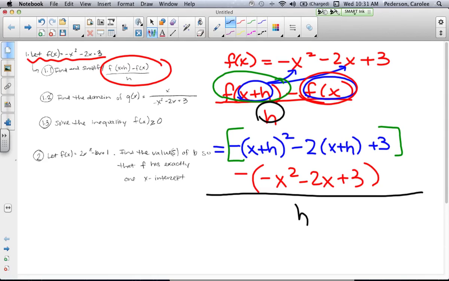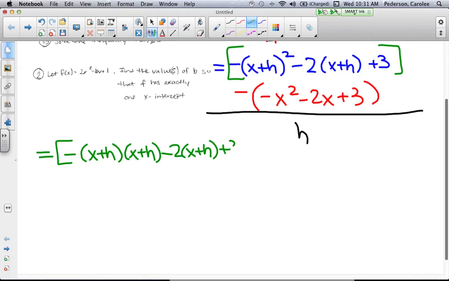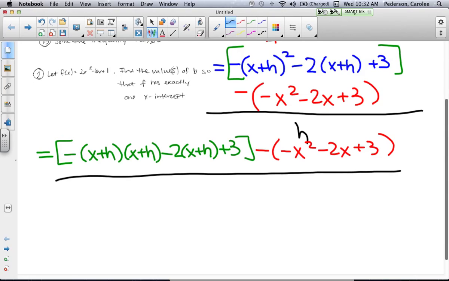Right, you do have a lot of cleanup to do to simplify this problem. So I'm just going to scoot over to here. We want to do the green piece. So we have minus, and then x plus h, and x plus h. We're going to FOIL that later. And then we have minus 2, x plus h, and then plus 3. And then it's minusing this red piece. And then it's all over that h. So here's what it looks like all together.